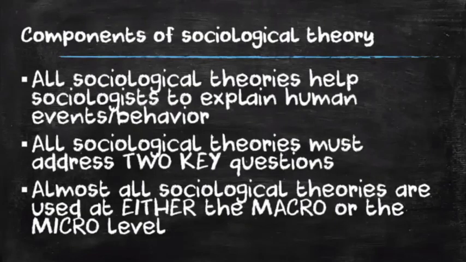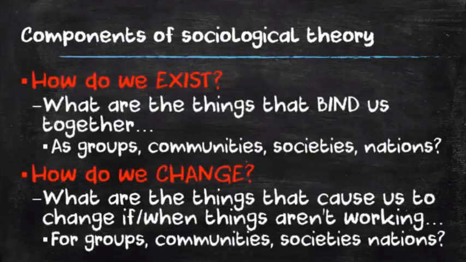In the field of sociology, there are particular components that we have to look for within our theories. As I have said, all sociological theories help to explain human events and behavior, how we interact with each other, how we interact with the structure. But further than that, all sociological theories have to address 2 key questions. So what exactly are these questions that all sociological theories have to address? Well, the first is, how do we exist? What is it that binds us together? What are the components that are like the glue that keeps us together as groups or communities, as societies, as nations, and so on? The second key question, how do we change?